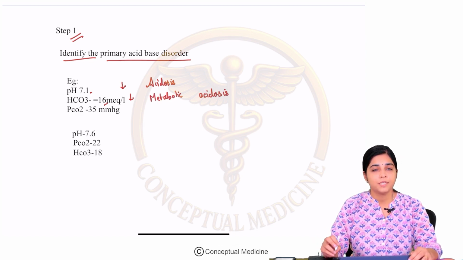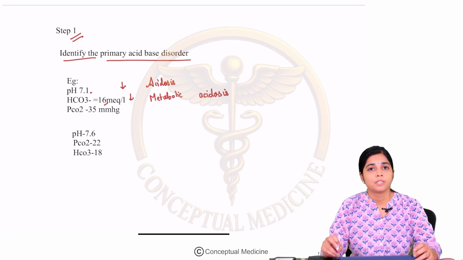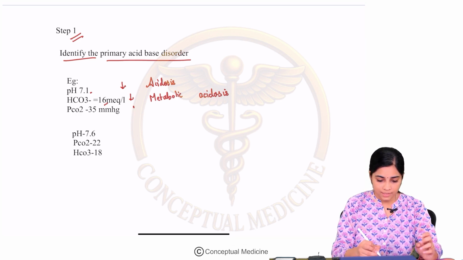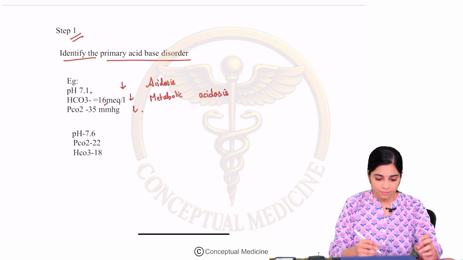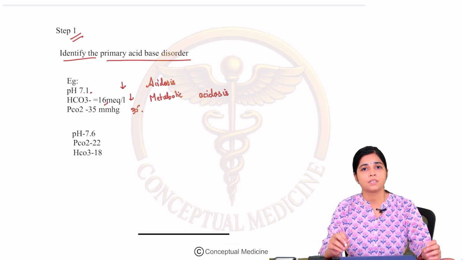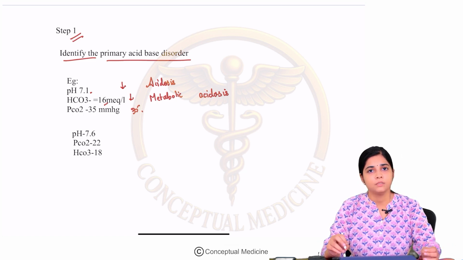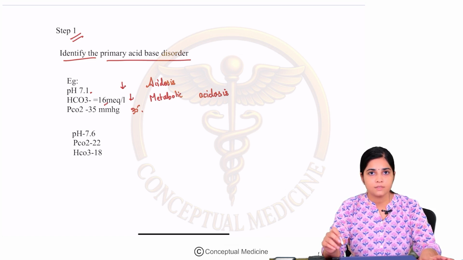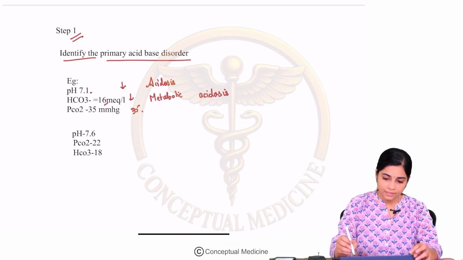So what should be the PaCO₂? Whenever you have a metabolic acidosis, the PaCO₂ should also reduce as a compensation. Here the PaCO₂ is around 35, which is around the low normal limit. This is how you identify your primary acid-base disorder. So, let us look at the next example.